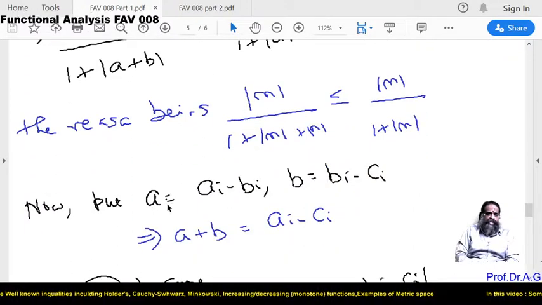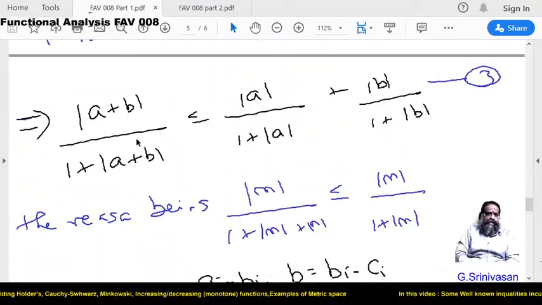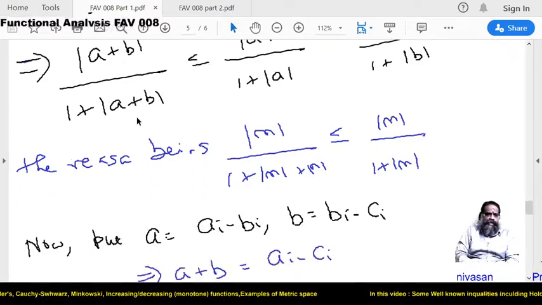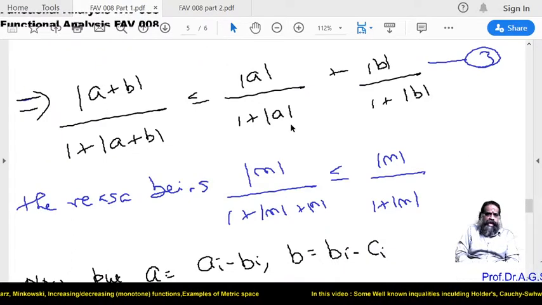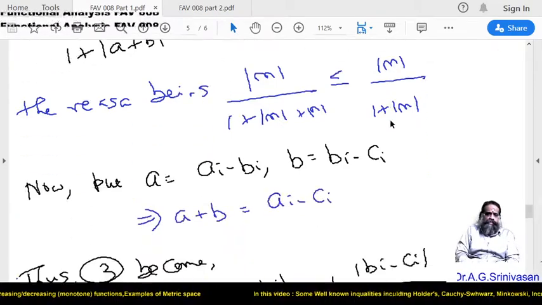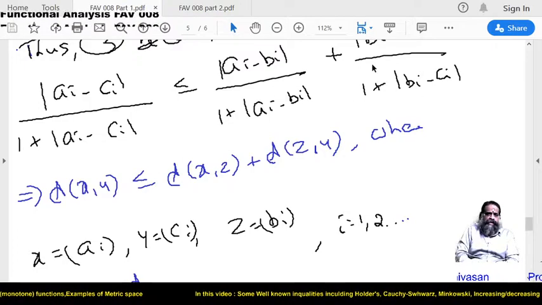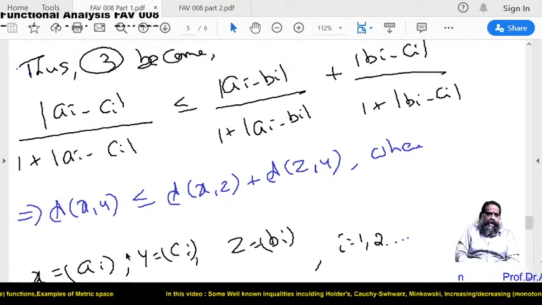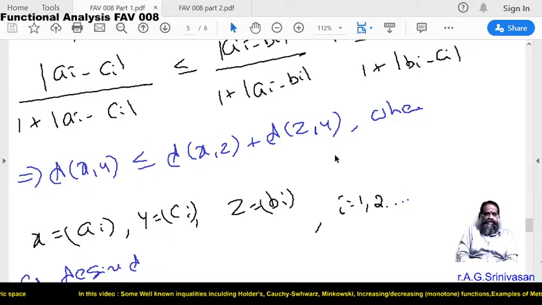Now, take a equal to ai minus bi, b equal to bi minus ci, so a plus b is ai minus ci. Therefore, this becomes modulus (ai minus ci) by 1 plus modulus (ai minus ci) less than or equal to modulus (ai minus bi) by 1 plus modulus (ai minus bi) plus modulus (bi minus ci) by 1 plus modulus (bi minus ci). But this is d(x, y) less than or equal to d(x, z) plus d(z, y), where x is ai, y is ci, and z is bi. So we prove the triangle inequality as desired.